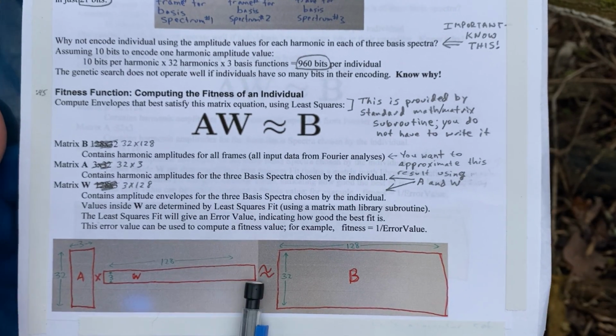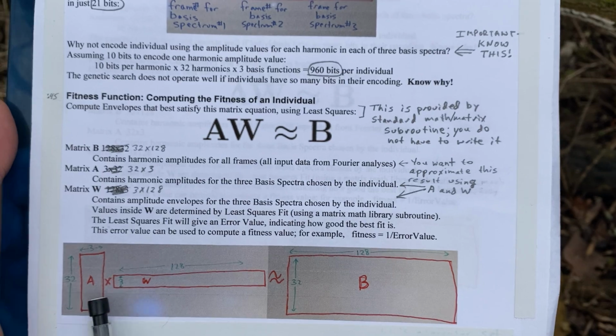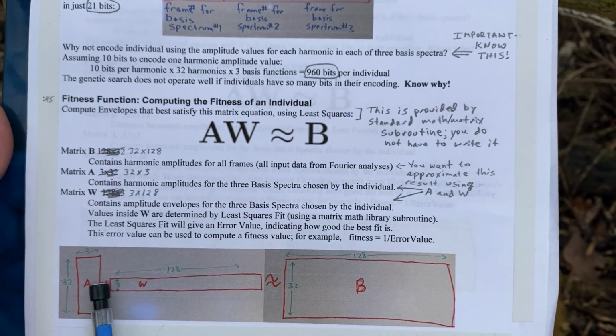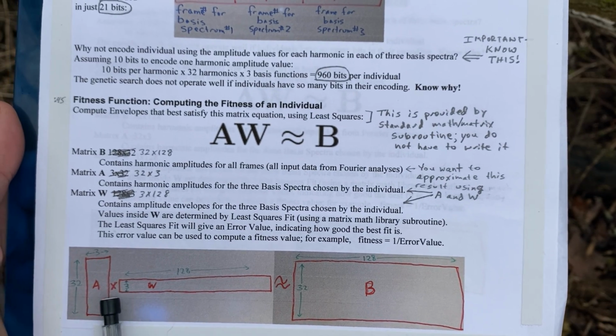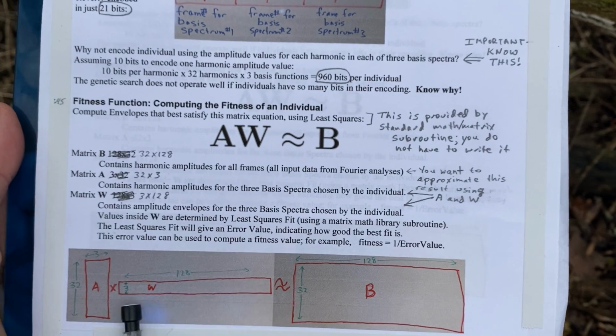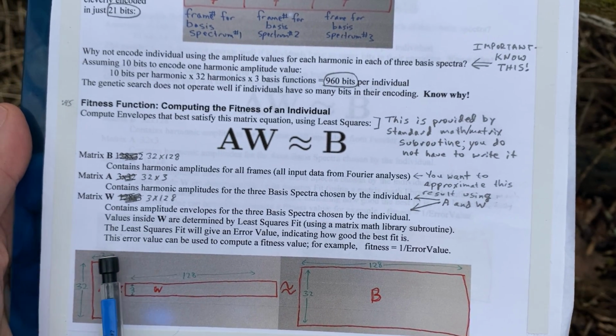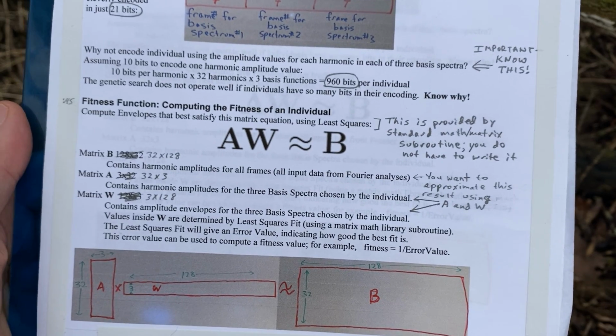This W matrix is the amplitude envelope. It has 3 rows. The first row is all 128 amplitude values for the first basis function. The second is 128 amplitude values for the second basis function, and the third row is the amplitude envelope for the third basis function.